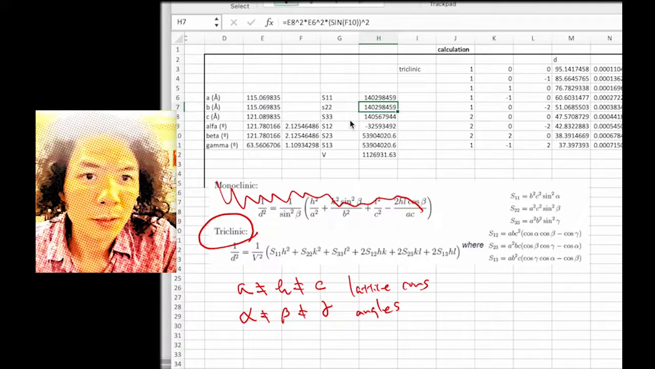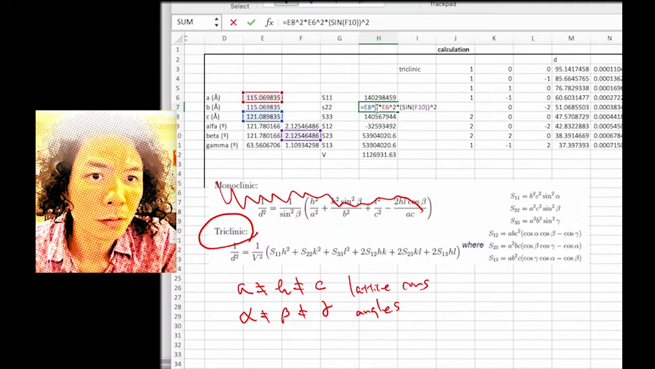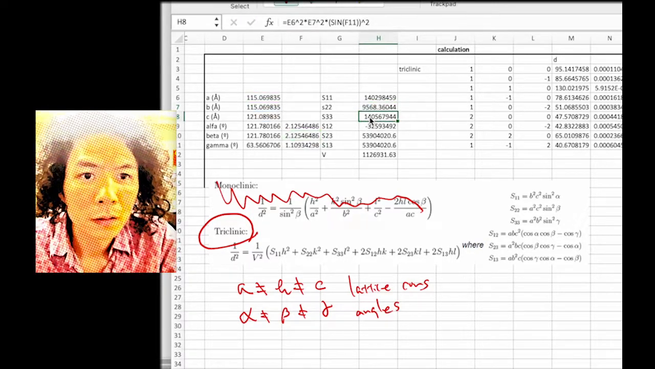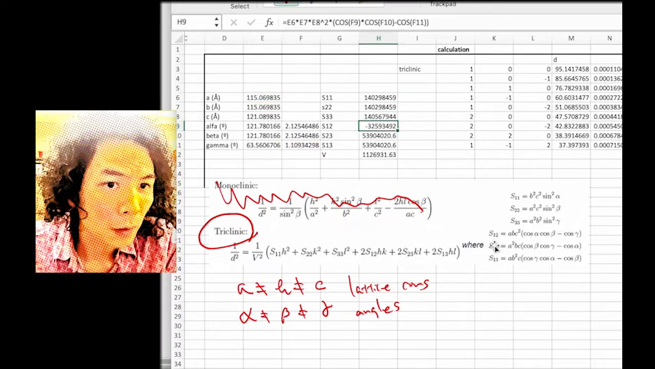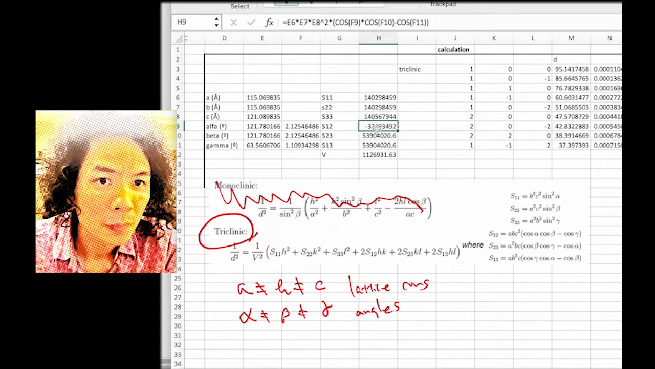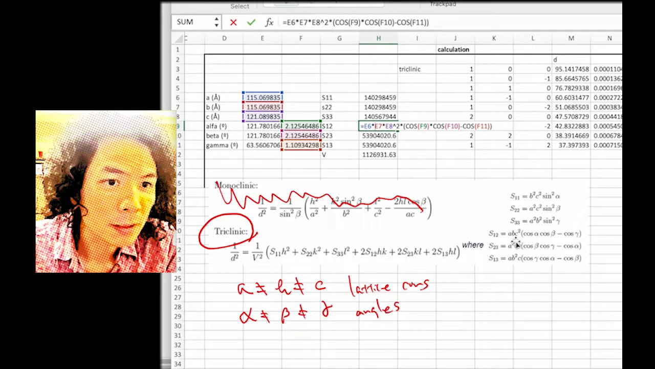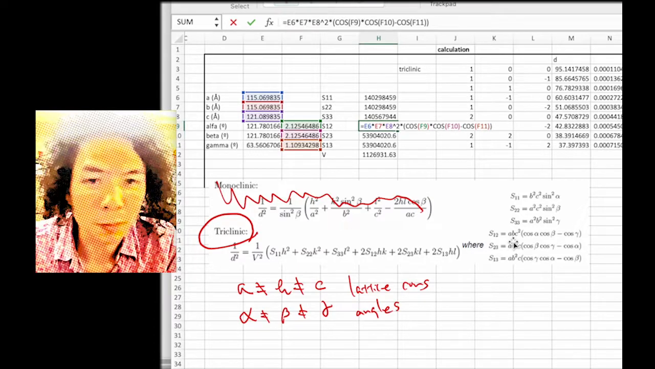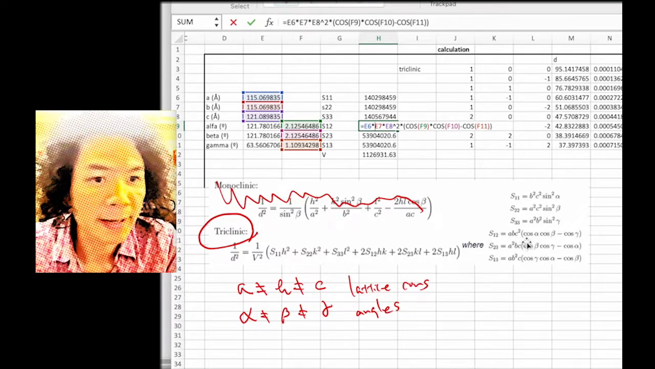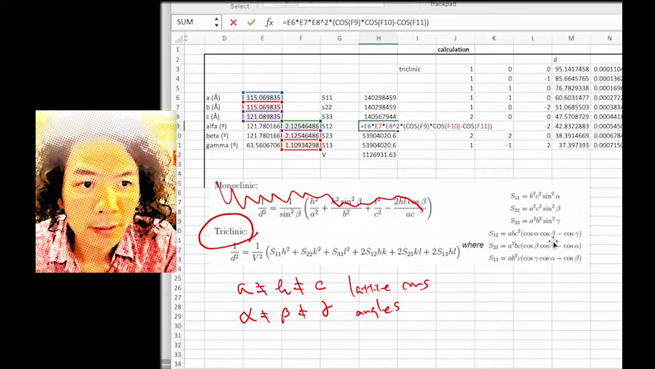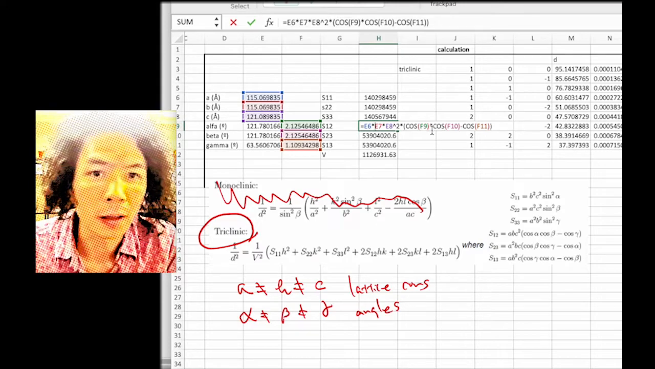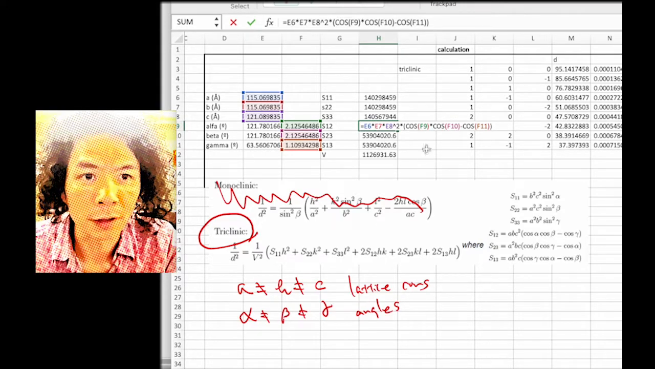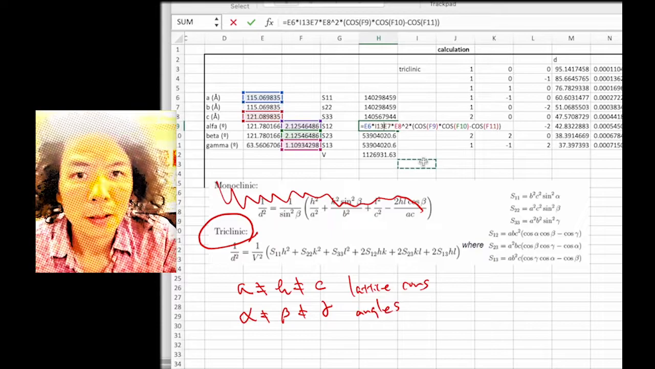The same thing has been done for S22 and S33. And for S12, again, I did the same thing: A multiplied by B multiplied by C square multiplied by cosine alpha, cosine beta, subtract cosine gamma. So that's how I create this value.